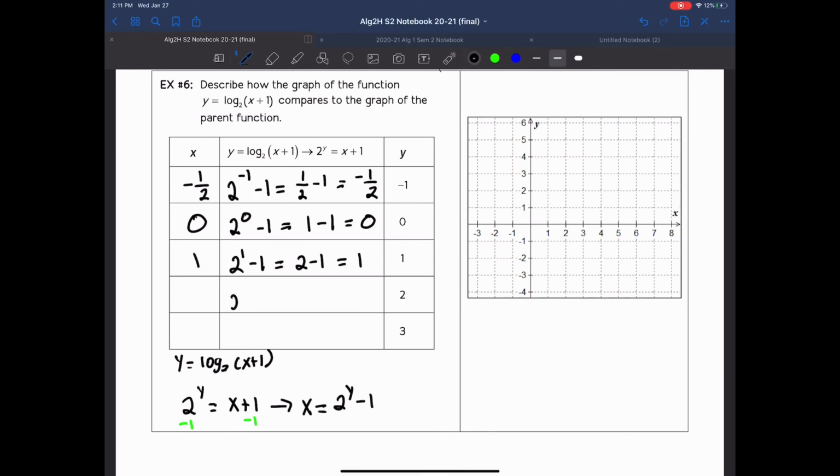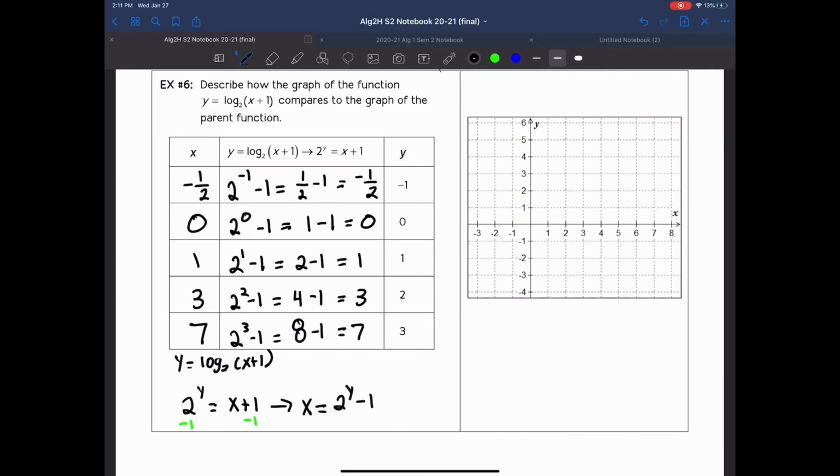Now plug in 2. I have 2 squared minus 1. 2 squared is 4 minus 1, and that gives me 3. So x is 3, y is 2. Last but not least, 2 to the third power minus 1. 2 to the third power is 8 minus 1, and that's going to give me 7. So x is 7, y is 3.